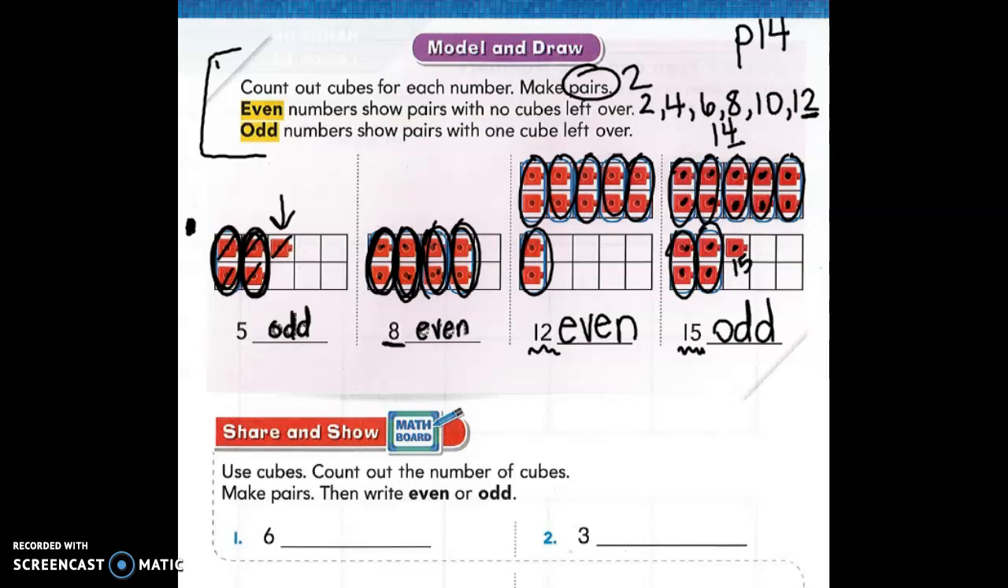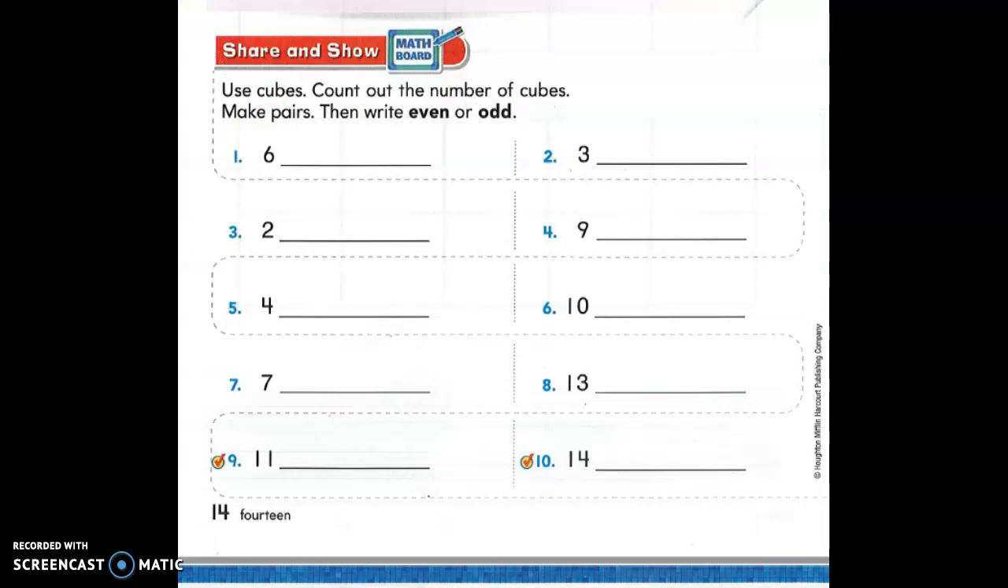All right, now down here at the share and show section, it says use cubes. Count out the number of cubes. Make pairs. Then write even or odd. Okay, I just changed my screen a little bit. So I just read these directions that we're going to count out cubes, make pairs, and write even or odd. You could use a picture to help you if you need to.